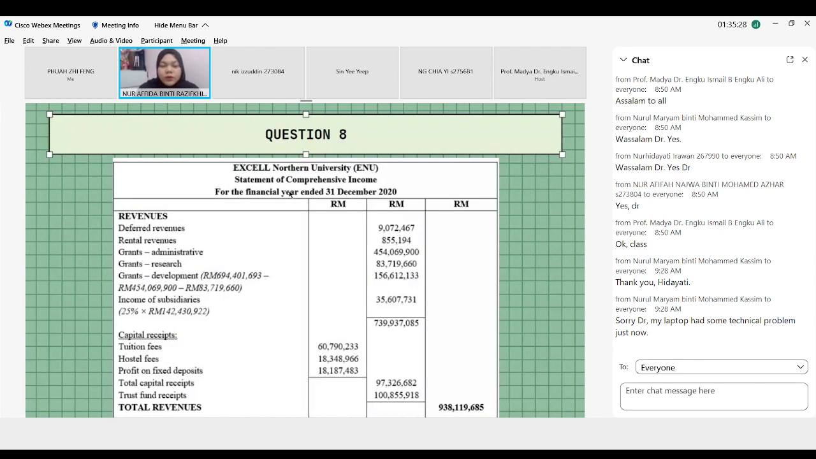Our group must present the statement of comprehensive income in EU group. In its slide, please.